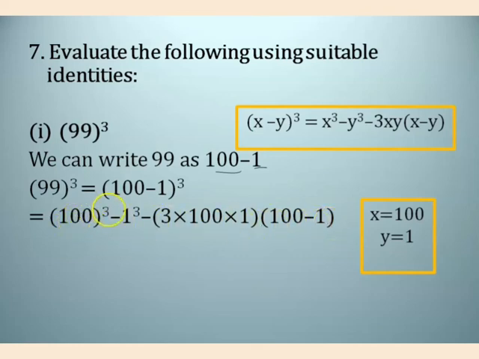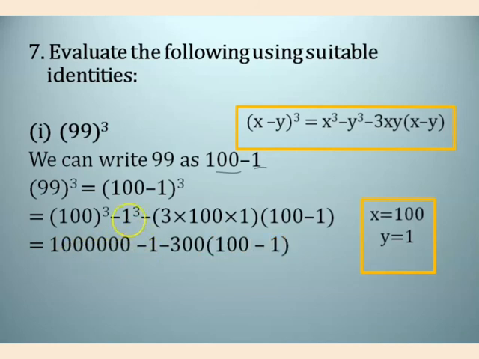So 100 cube: you have 2 zeros. When you make it cube, you need to write 6 zeros. 1, 2, 3, 4, 5, 6. Yes, you have 6 zeros. 1 cube is 1. 3 into 100 is 300. So we have minus 300 here. 100 minus 1 we are writing as it is.